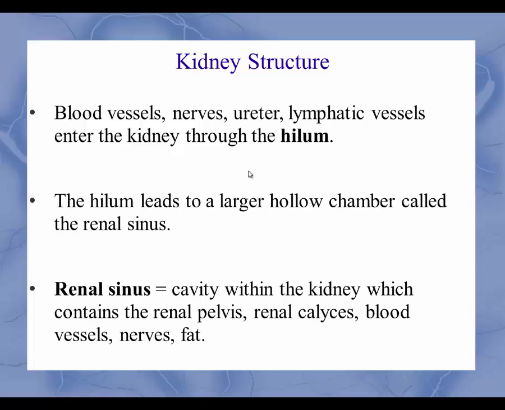From the hilum, it will enter a larger hollow chamber called the renal sinus. This is basically everything in the kidney itself. This is where you'll find the pelvis, all the calyces, the blood vessels, the nerves, and the fat. So everything found inside a kidney is in the renal sinus.